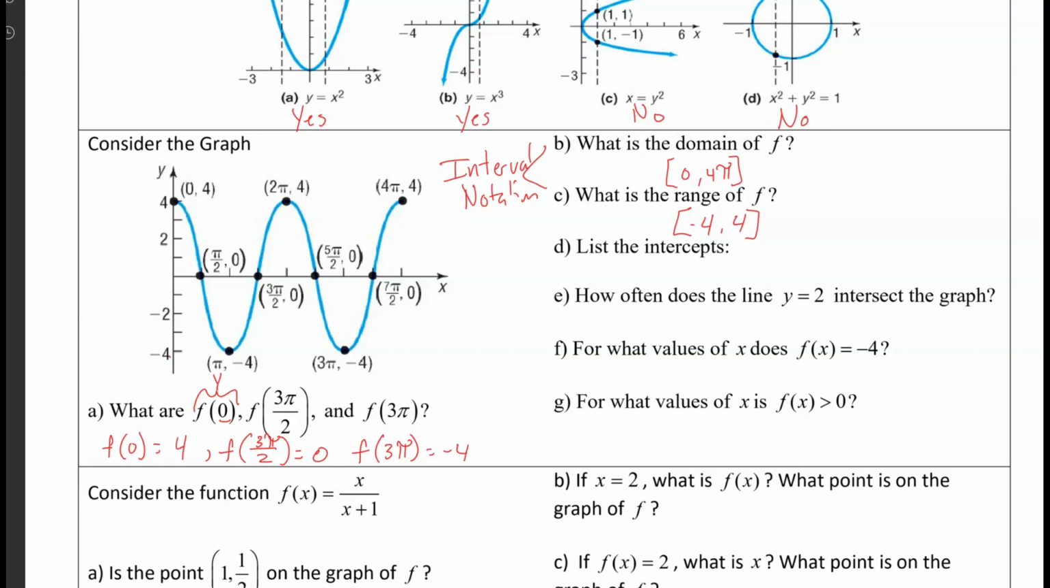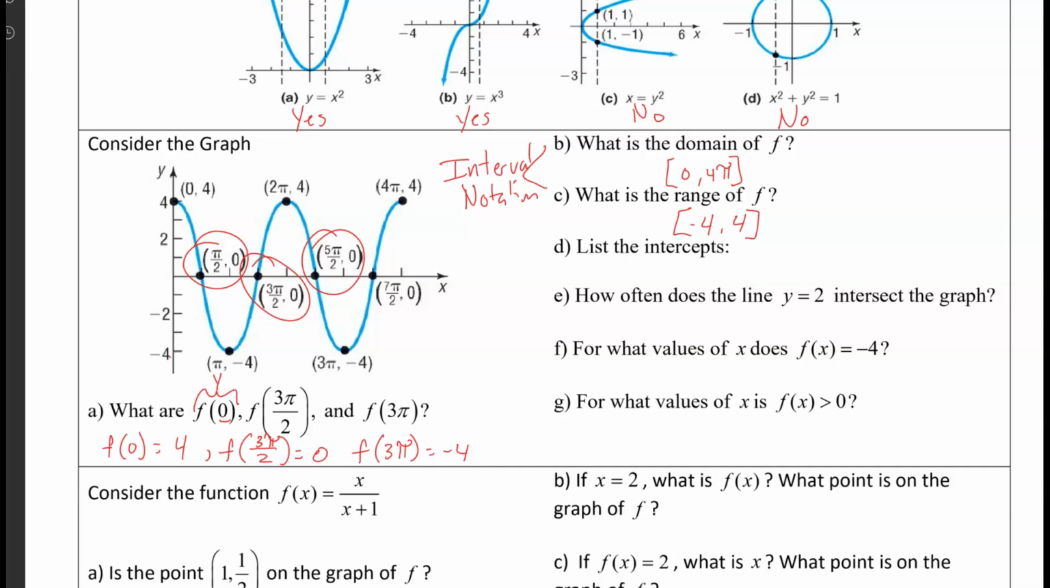Wonderful, yes, 3 pi over 2, 0. That's this point right here. So we've done those two so far. What's the third one? 5 pi over 2. Thank you. And it's okay if you talk over each other. It's fine. 5 pi over 2, 0. And then what's the last x-intercept? 7 pi over 2. Beautiful, yes.